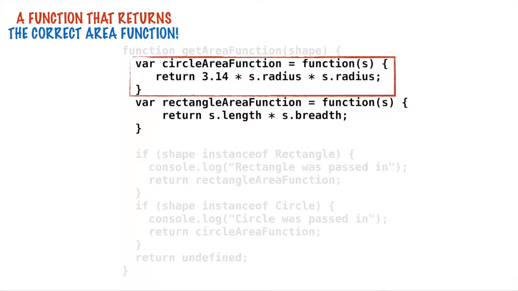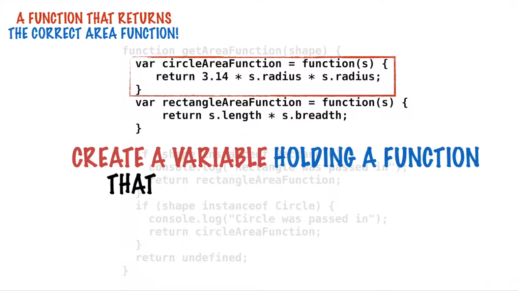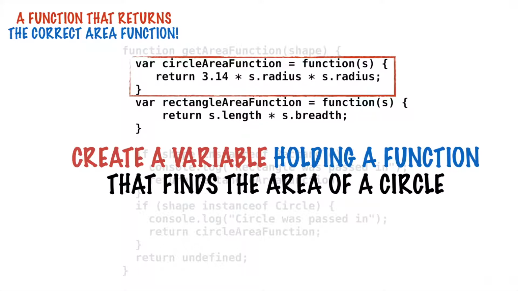The first thing we do is to define two functions. The first one is a circle area function. This function takes in as an input argument a circle and returns the area of that circle. We create this function and assign it to the circle area function variable. So basically, we are assigning a function to a variable. We are assigning a function which calculates the area of a circle to the circle area function variable.